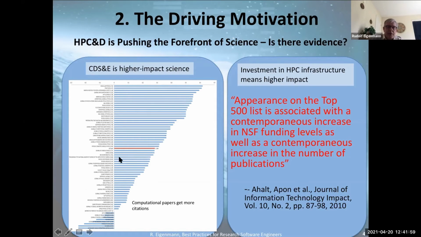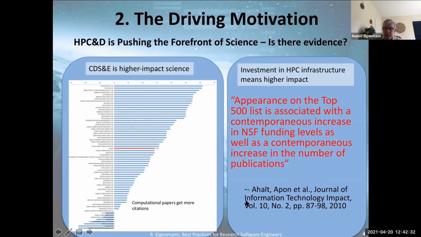So you see, on average, the citation count of computational papers is way higher than the average paper in these journals. So when I saw that study for the first time, I thought, wow, this is really the first time that I see true evidence that what we do, our computational work, is actually very, very important.